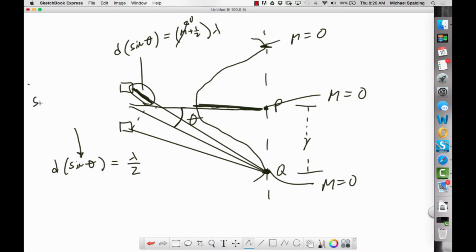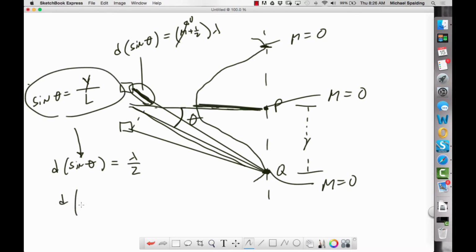So what could we say about sine theta? It's going to be opposite, which is y, and then we're going to approximate the hypotenuse to be what? L. And L is this distance right here. That's L. So we approximate that, sine theta equals y over L. Plug that in, so we get dy over L equals lambda over 2. So what's y going to equal? Y is going to equal 2 dy over L.